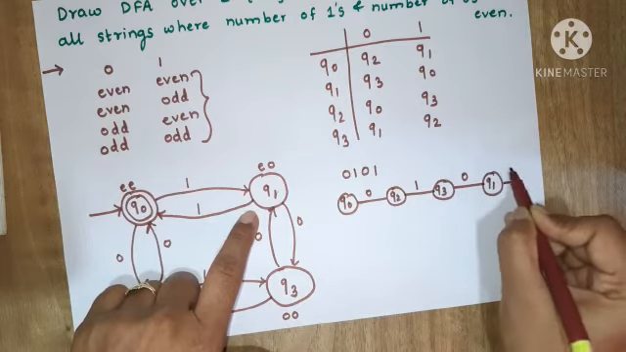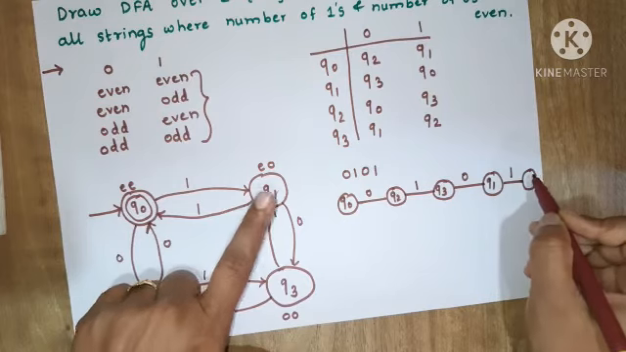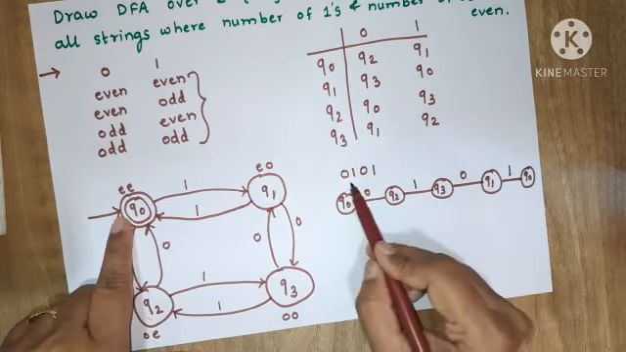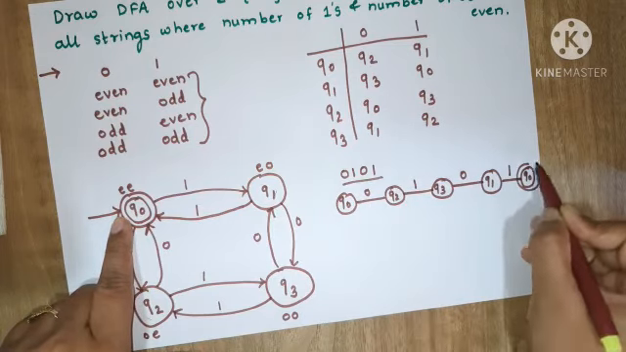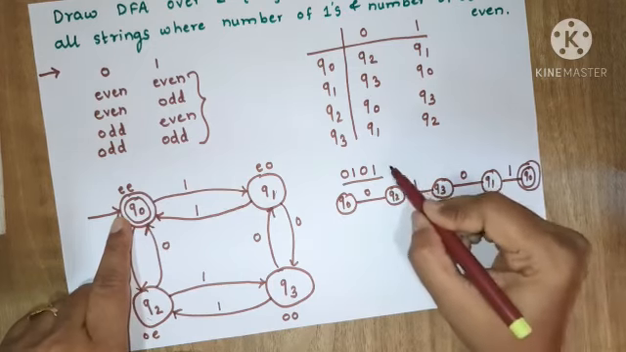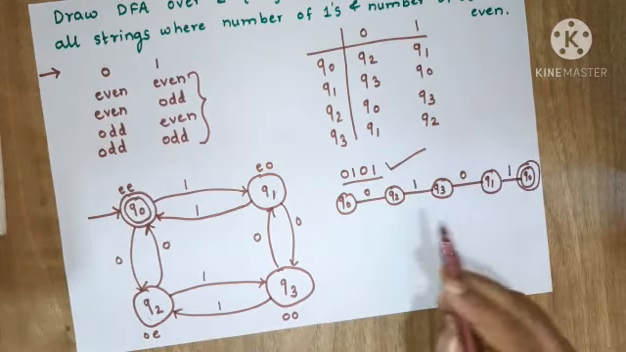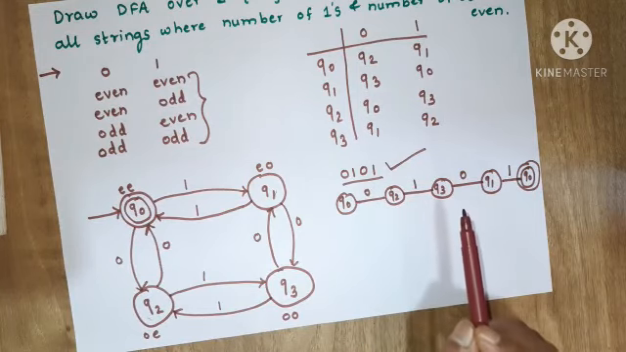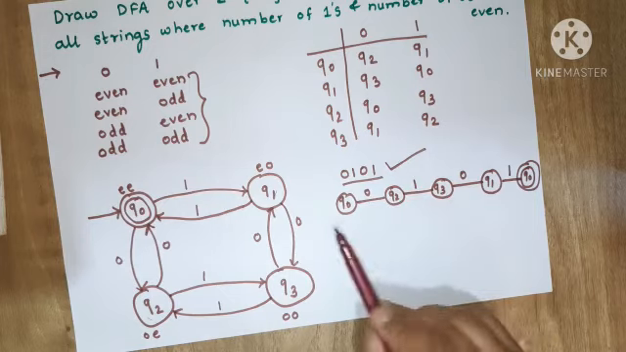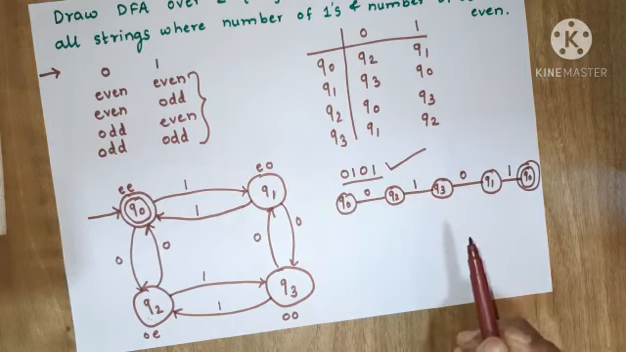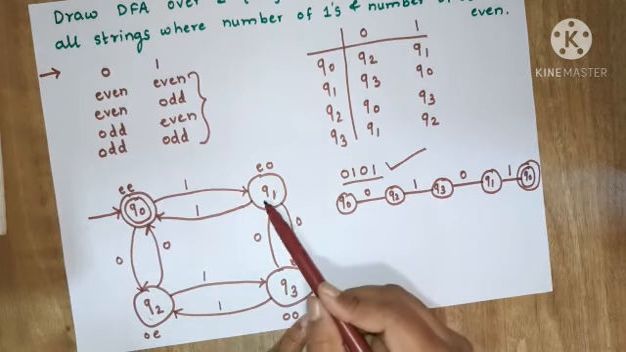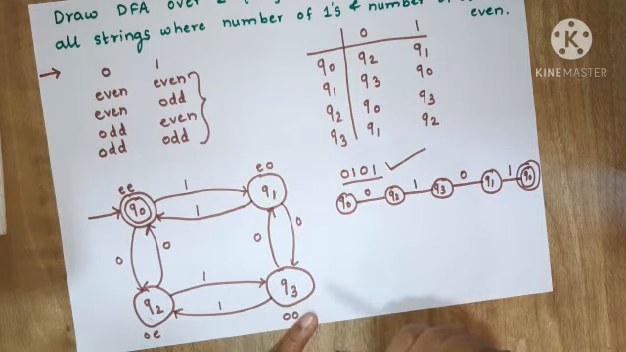And in Q1 state, if it is getting 1, where is it going? In Q1 state, if it is getting 1, it is going to Q0 state. And now your string is over and it has reached a final state. Q0 is a final state. And that means what? This string is acceptable because it is having even number of zeros and even number of ones. So same way you can check a string which is not accepted. In that case what will happen? Your machine will remain in one of the three states, that is either Q1, Q2 or Q3 state.